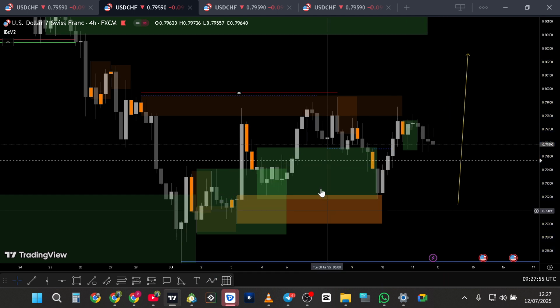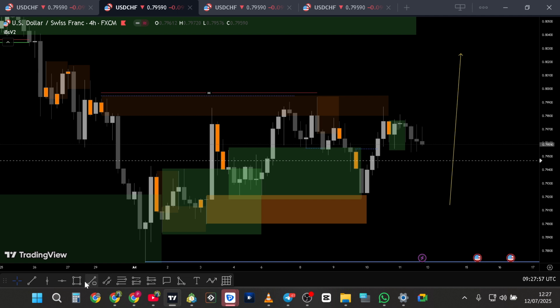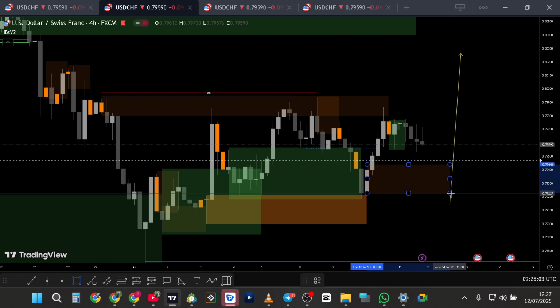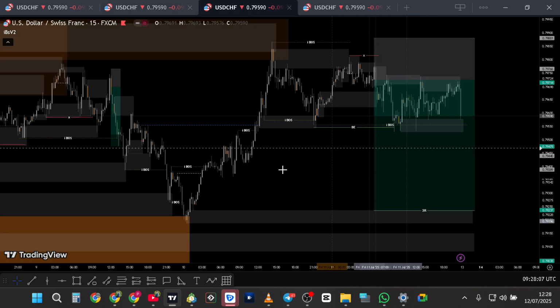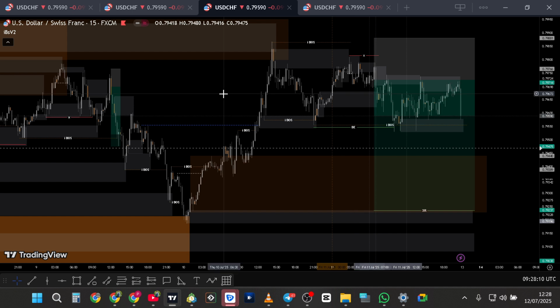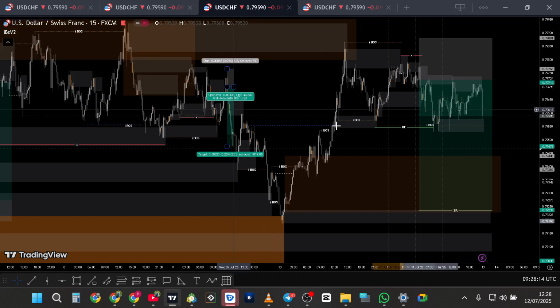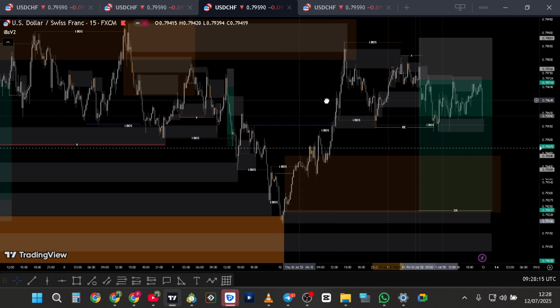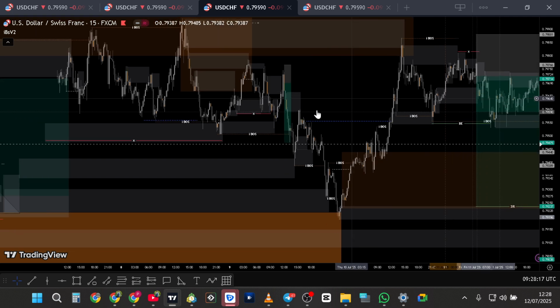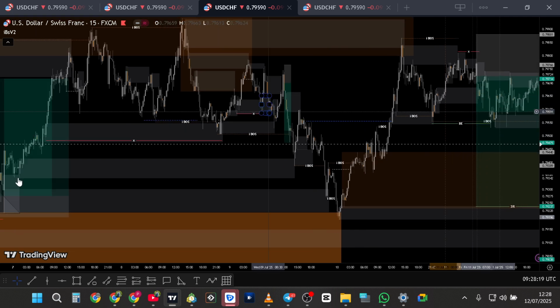If you ask me about the next POI that I'll be eyeing, it is this one. Although it has been mitigated with so many of these wicks, I still believe maybe we could touch it and then continue to the upside. 15 minutes. Okay, so a few opportunities and a few hesitant or hesitated trades.